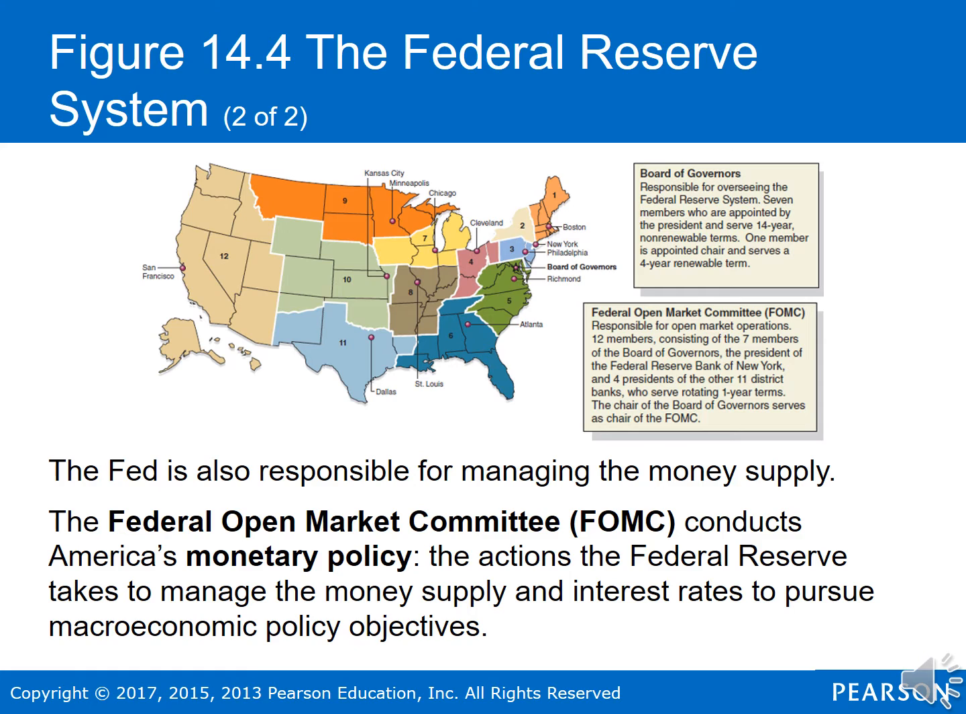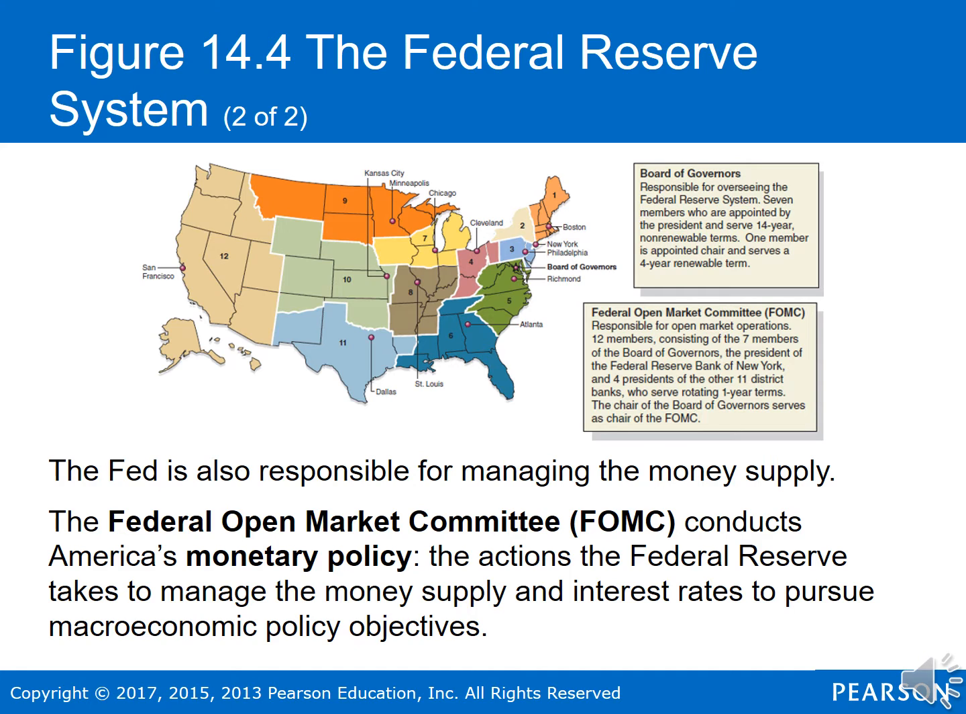Then there's 4 presidents of the other 11 Federal Reserve banks. These presidents serve on a 1-year rotating basis as voting members of the FOMC. In other years, when they're not voting members of the FOMC, they still sit in and are able to discuss in meetings, but they're not actually voting on the Fed's monetary policy. So what they do is decide the action of the Federal Reserve. So basically when they want to manage the money supply and interest rates, consistent with their macroeconomic policy objectives.